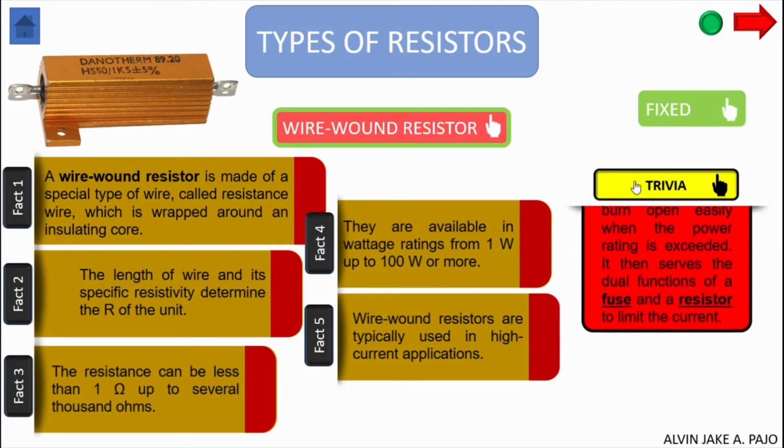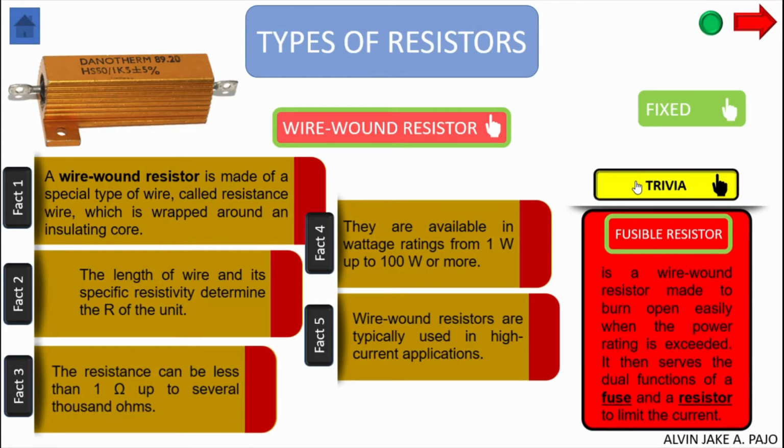There is a special type of resistor called a fusible resistor. This is a wire-wound resistor made to burn open easily when the power rating is exceeded. It then serves the dual functions of a fuse and a resistor to limit the current.